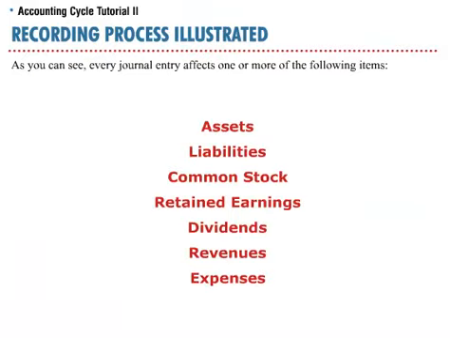As you can see, every journal entry affects one or more of the following items: assets, liabilities, common stock, retained earnings, dividends, revenues, expenses. By becoming skilled at transaction analysis, you will be able to recognize quickly the impact of any transaction on these 7 items.